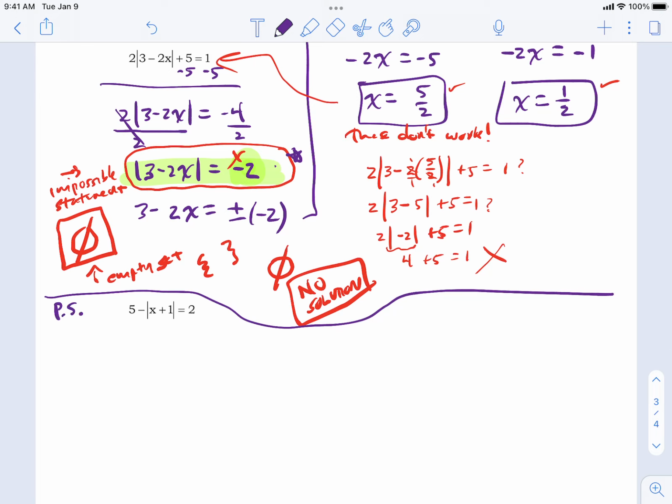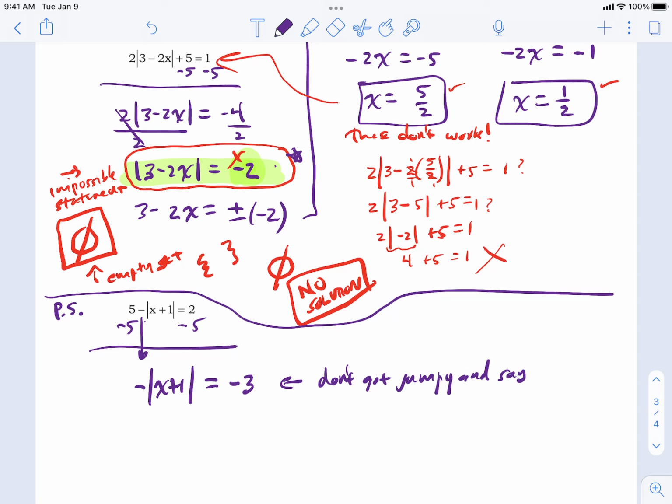This is kind of on the same theme, but let's see, we wanted to solve this one, right? We'd want to get this by itself, so we'd subtract 5 on both sides. Now, don't forget, this is like having a -1 in front. Anyway, the 2 minus 5 is a -3. And what I want to warn you about is don't get jumpy and say no solution. Why not? Doesn't this say that the absolute value is negative? Not quite. We haven't actually isolated our absolute value bars yet.